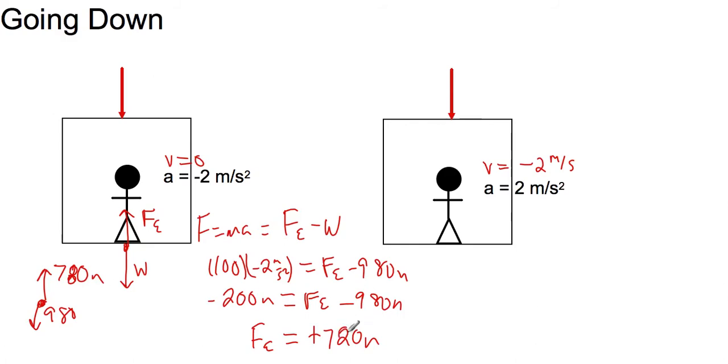Sorry, this would be at 80. I don't know where the 20 came from. But 780 pushing us up. The net force is going to equal negative 200 newtons, pulling us downward, accelerating us in that direction. So the elevator force still pushes against us, but not with enough support to support our weight, so we start to move down. And then the last part, which is when the elevator is going to come to a stop.